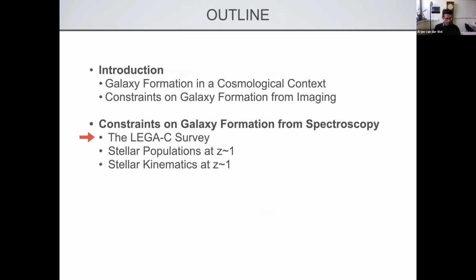So now we move on to basically the main part of the talk, but it's all integrated. So I'm not going over time in terms of introduction here. What can we learn from spectroscopy and specifically from the LEGA-C survey, which targets the stellar populations and stellar kinematics at redshift 1? Of course, people have done a lot of spectroscopy before, but it was usually the emission lines, or ionized gas, or just to measure a redshift. It's really the first time we see the stars in the spectra beyond the local universe.